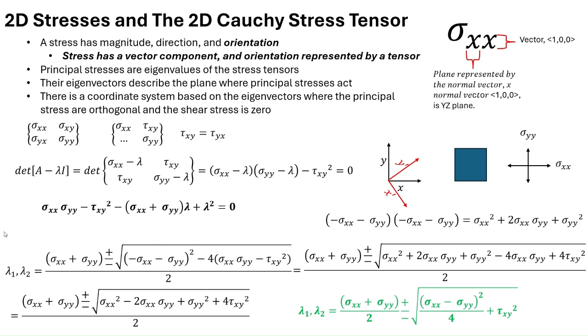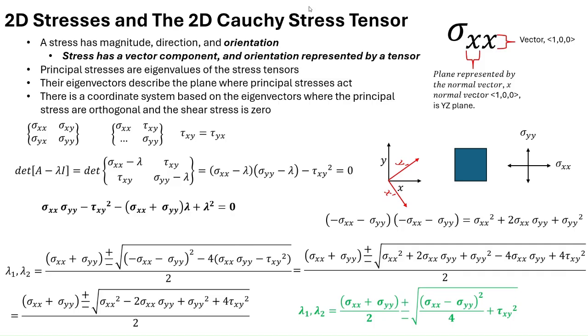I have over here the 2D Cauchy Stress Tensor defined, and you can define it by three states of stress, again because the shear stress xy is equal to the shear stress yx. And so you can calculate the principal stress. The principal stress is essentially the eigenvalues of the 2D Cauchy stress tensor, and the eigenvectors are going to define the directions in which the principal stresses act.